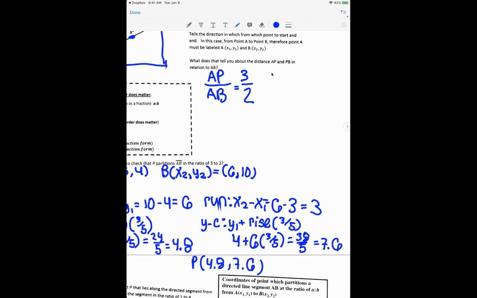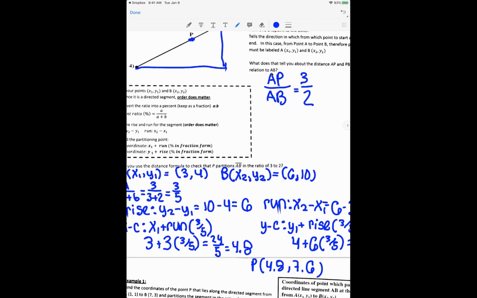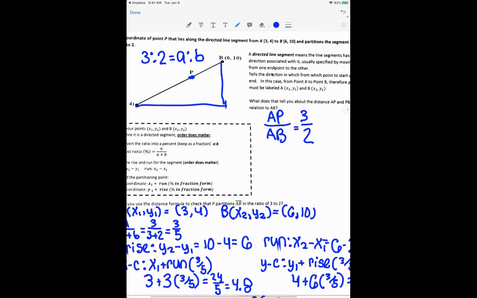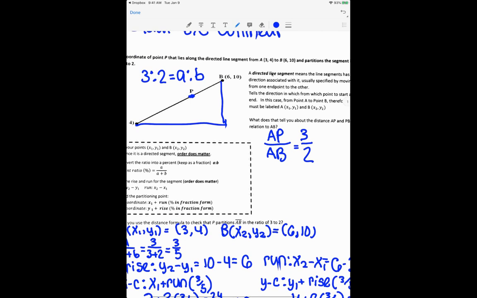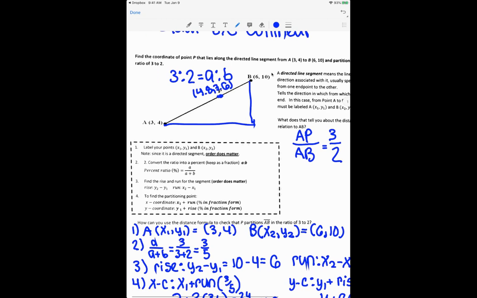Okay, so then it asks you, how could you use the distance formula to check that P partitions AB in a ratio of 3:2? So without actually doing it, we could find the distance from A to P, and we now know that this coordinate is 4.8 and 7.6. So we'd use our good old square root of parentheses x2 minus x1 squared plus y2 minus y1 squared, all under a square root, and we would solve. And I won't take you through that because that's not the lesson today, and I don't want to make this video super long. But if you did solve that, you end up getting 9/5 for that distance.